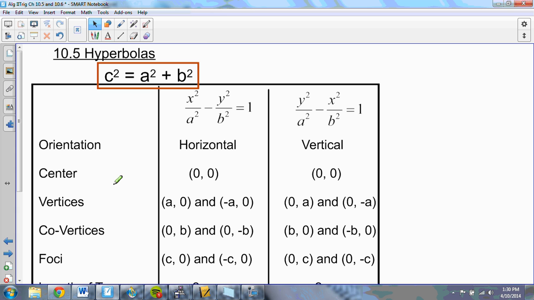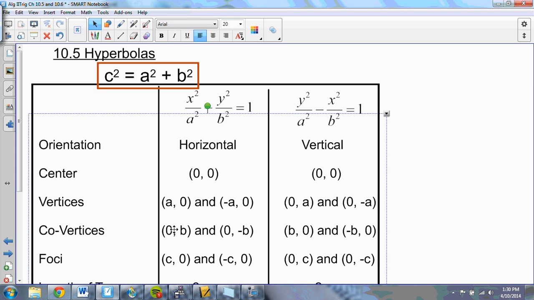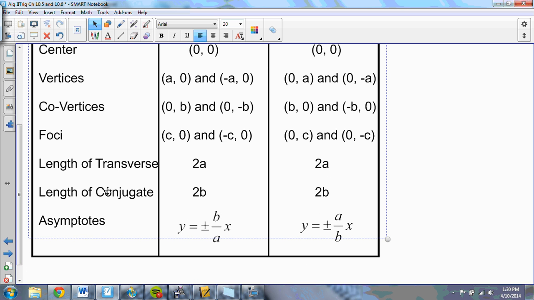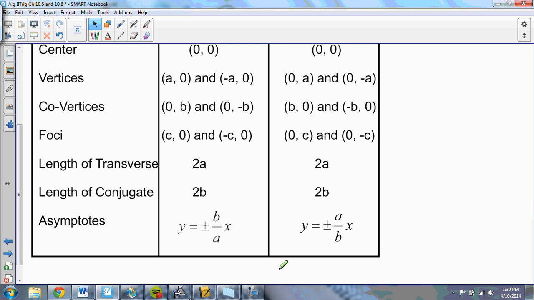You still have vertices. I'm using the term co-vertices. There's still foci with the c value. They don't call it major axis and minor axis, they call it the transverse axis and the conjugate axis. Doesn't really matter. And now there's asymptotes, and the asymptotes have very simple equations. Plus or minus b over a x, or plus or minus a over b x.